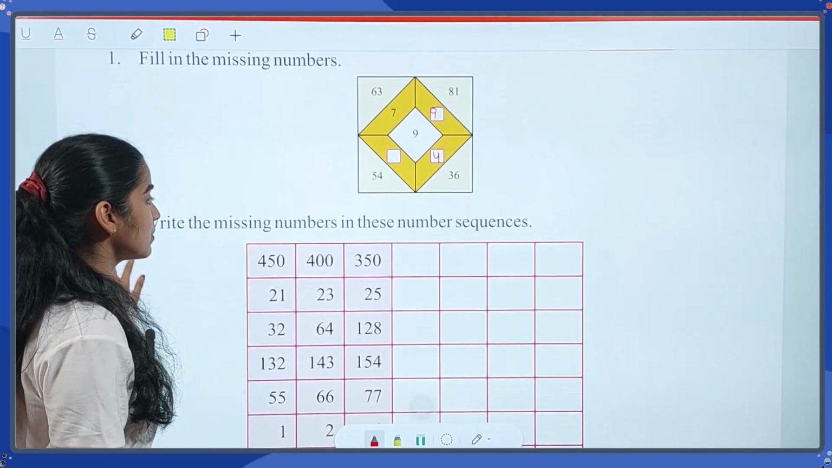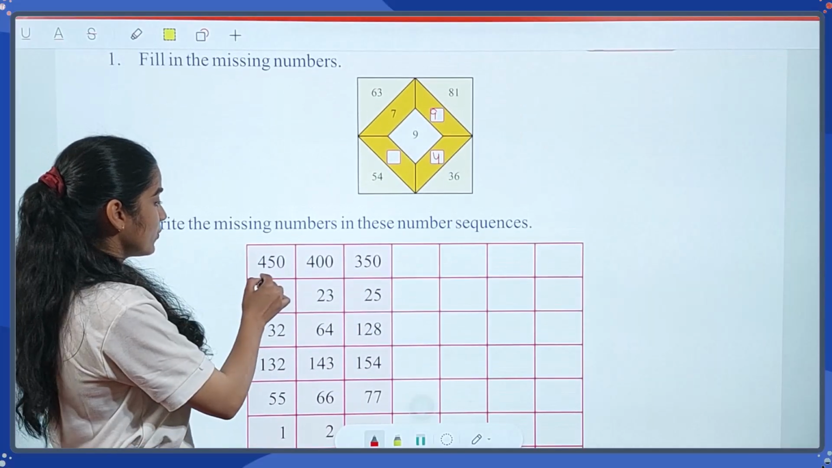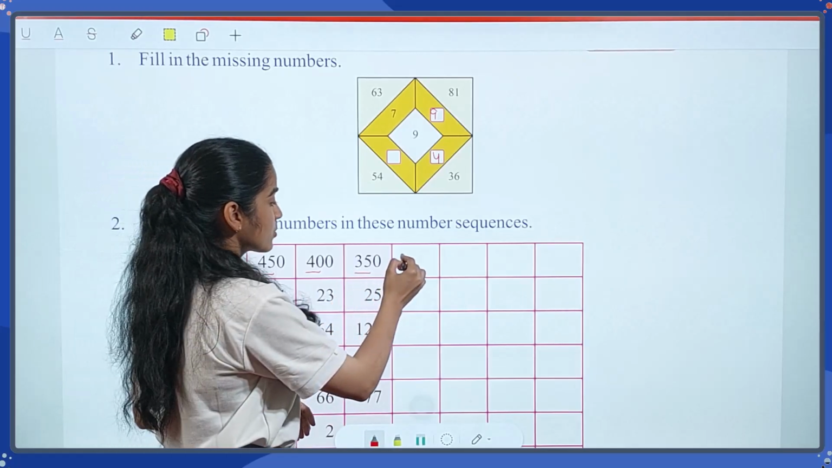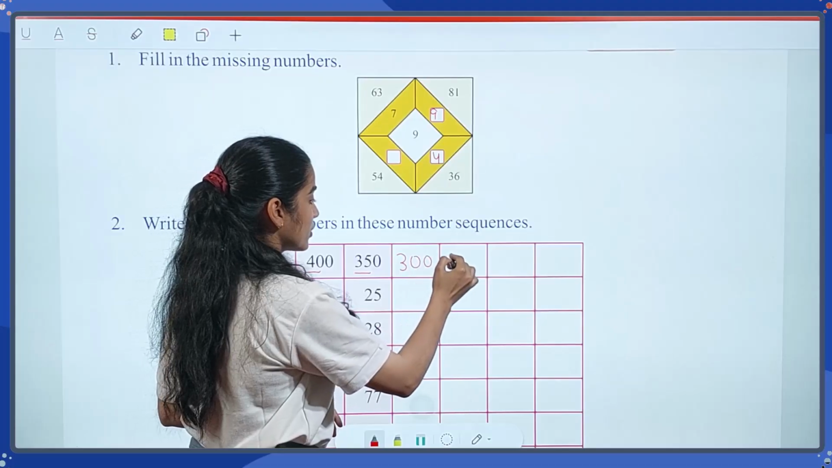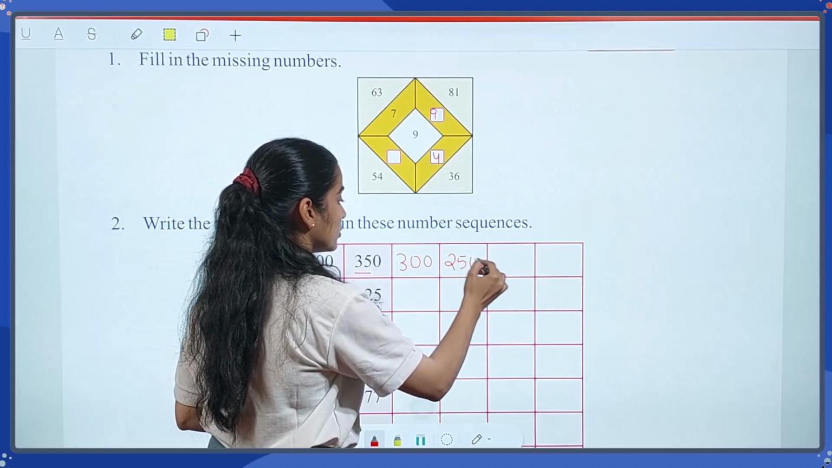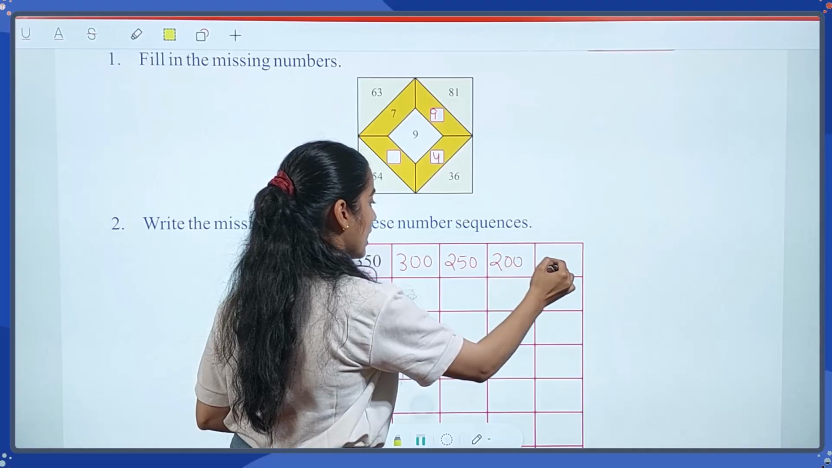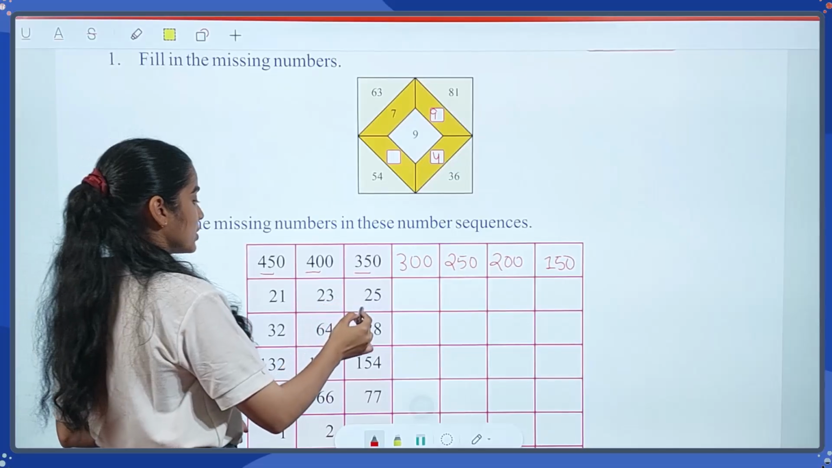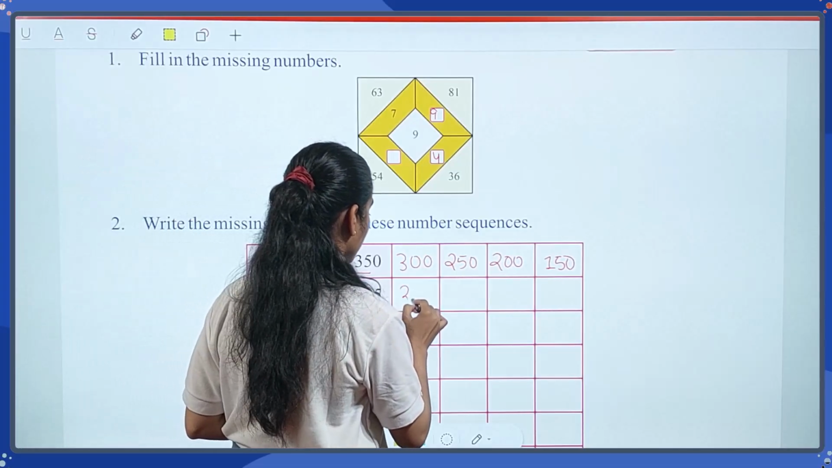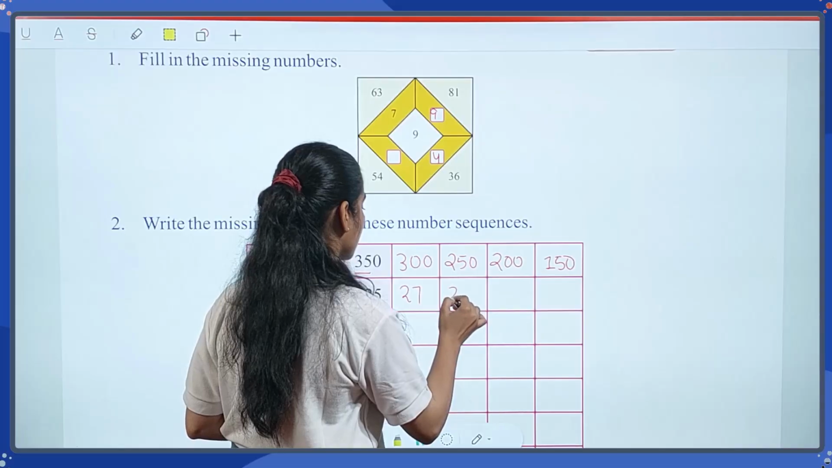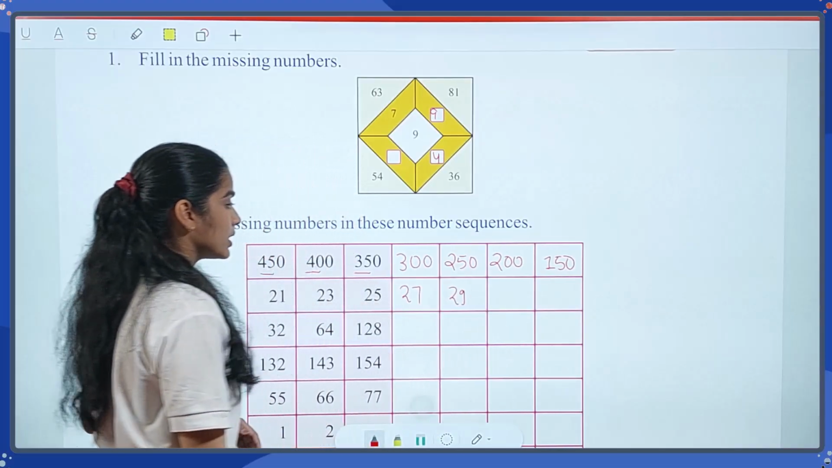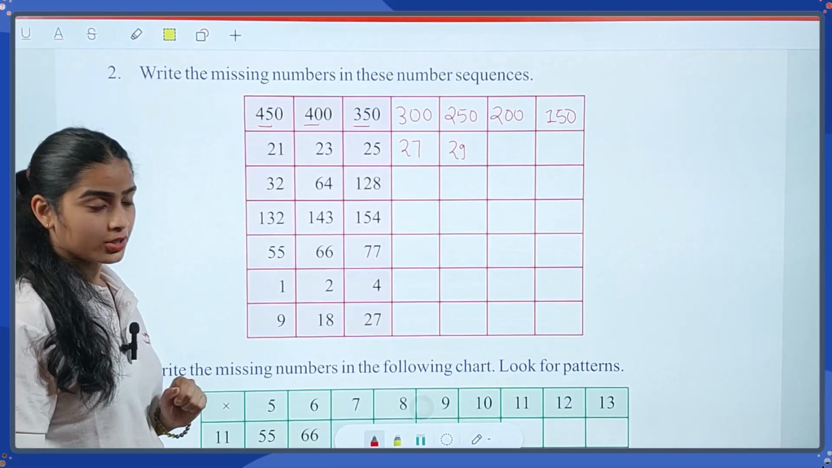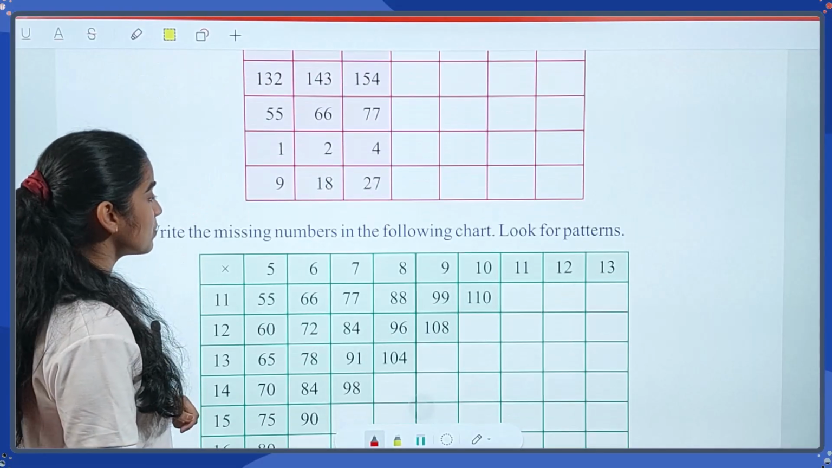Now write the missing numbers in this number sequence. 450, 400, 350. So we have to subtract 50 each time. So 300, 250, 200 and 150. Now 21, 23, 25. So we skip 26 and write 27. We skip 28 and write 29. You have to identify what pattern we are following here, and then complete this grid. Now write the missing numbers in the following chart.